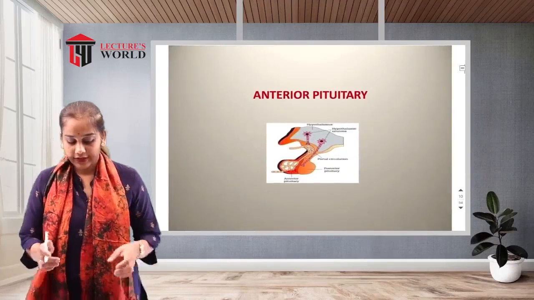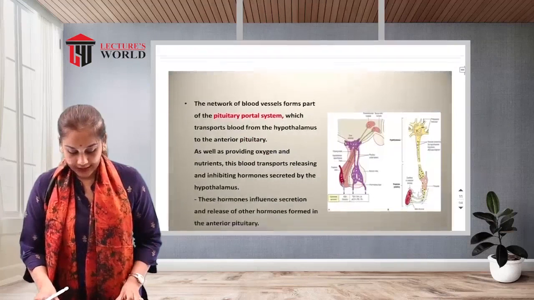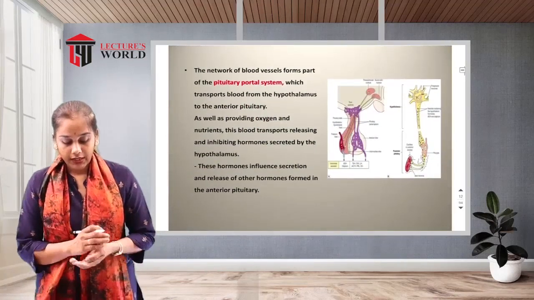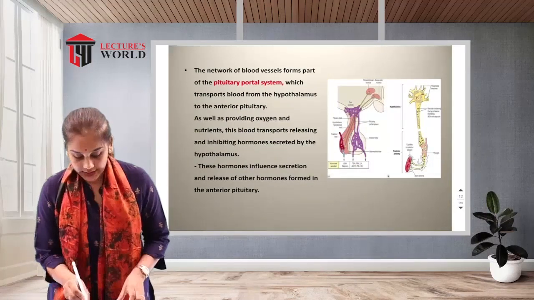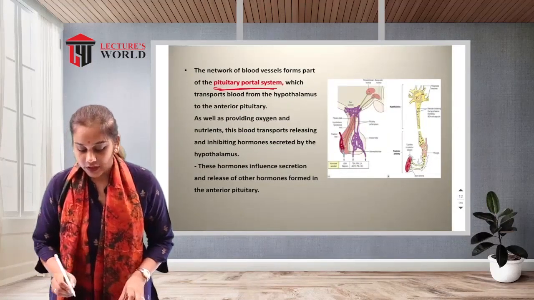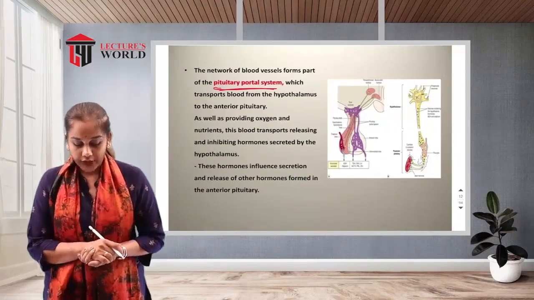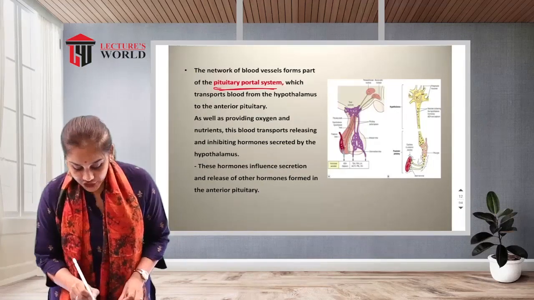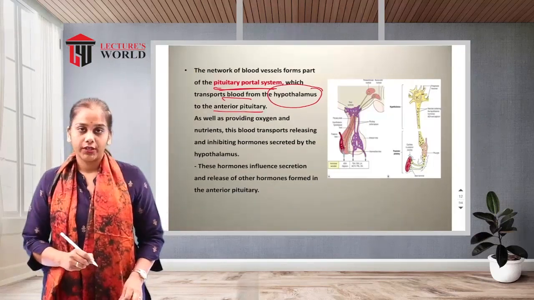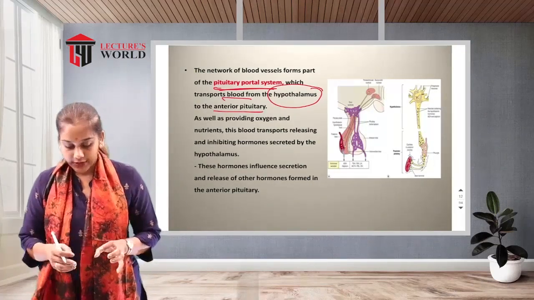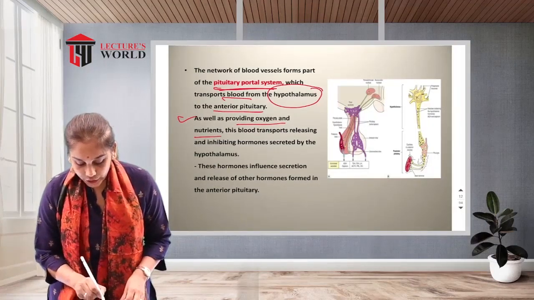Now, the first part that we will see is the anterior pituitary. Okay, so let us see the anterior pituitary gland. A network of blood vessels forms part of the pituitary portal system. Okay, there is a network of blood vessels that form the pituitary portal system, which transports blood from the hypothalamus to the anterior pituitary, as well as providing oxygen and nutrients.